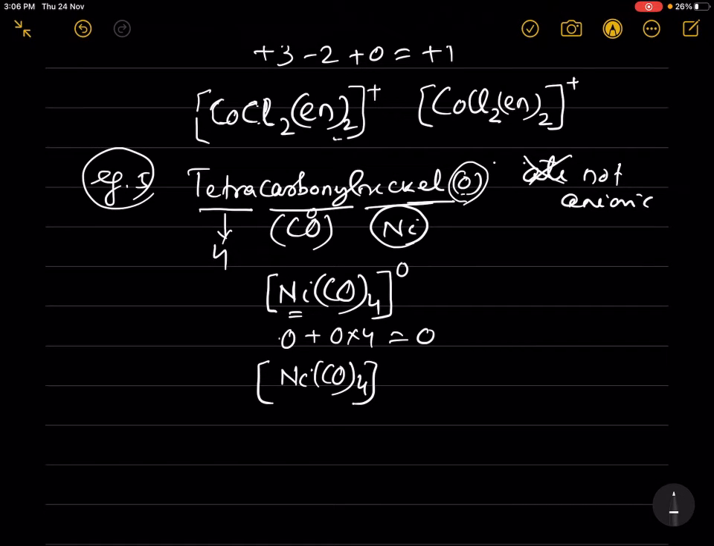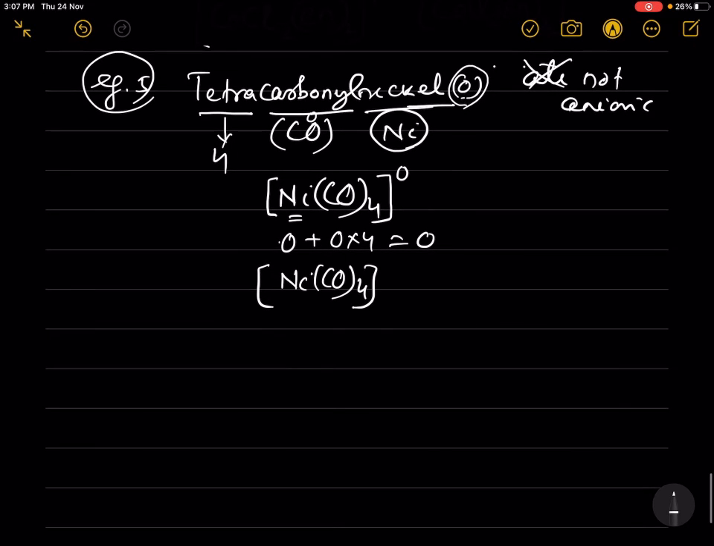This is example number 5. This is a neutral complex because there is no charge on the complex part, or you can say coordination entity, and no need of writing the 0 over here. And this is a homoleptic complex because only one type of ligand is there, and the numerical prefix is tetra, meaning 4 CO ligands are there.